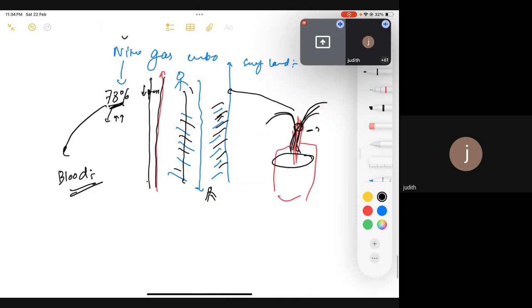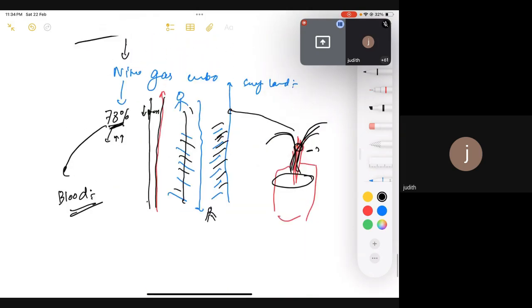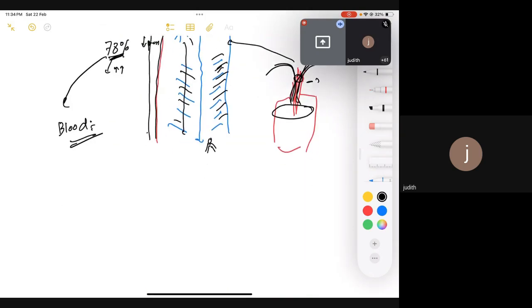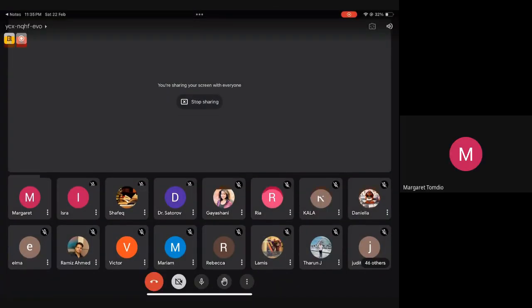Yes, perfect. Okay, so let's discuss our last topic, that is pulmonary embolism. We already know that. We have discussed it in different modules.